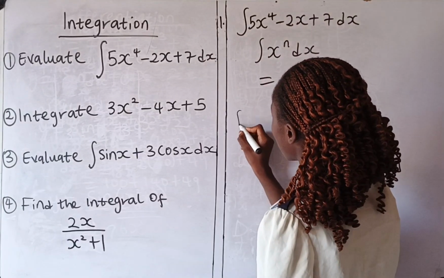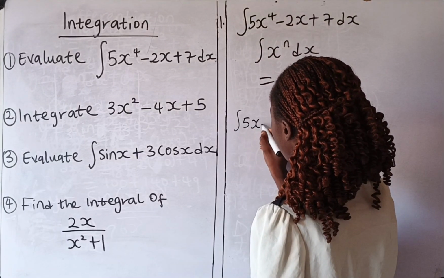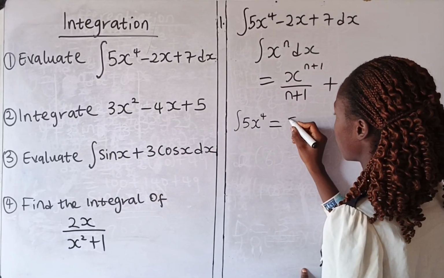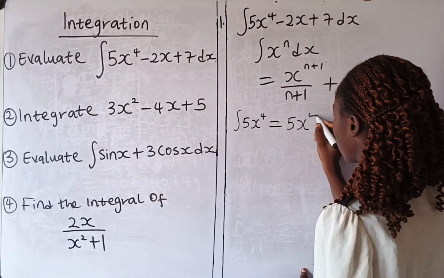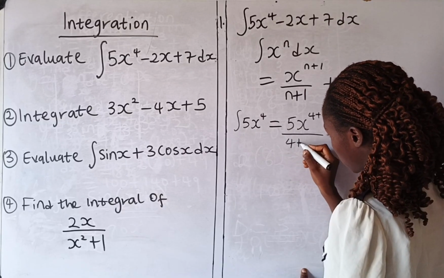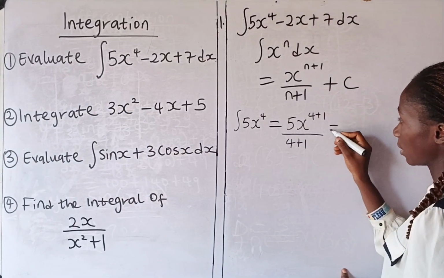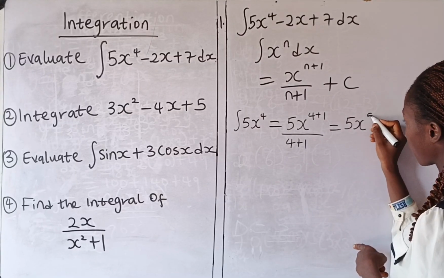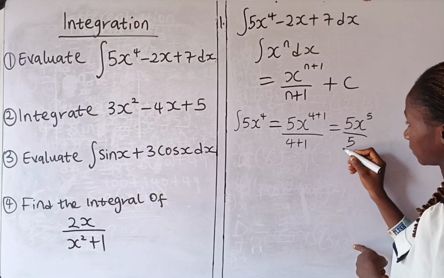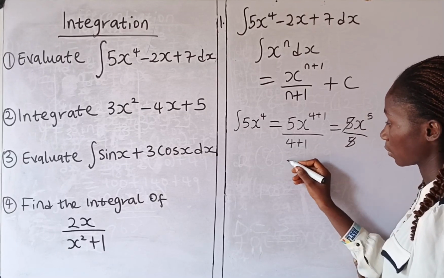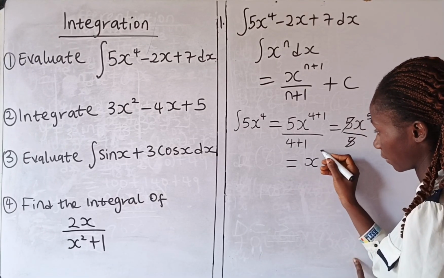So integral of 5x raised to the power 4. Having this formula in mind, this is what we are going to do. 5x^(4+1) divided by 4+1 equals 5x. 4 plus 1 is 5, divided by 5. This can cancel this, making it equal to x raised to the power 5.